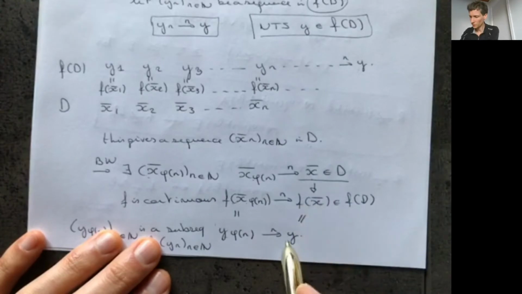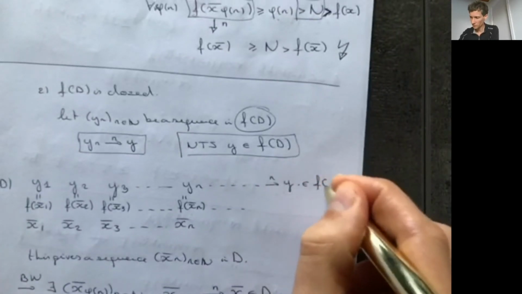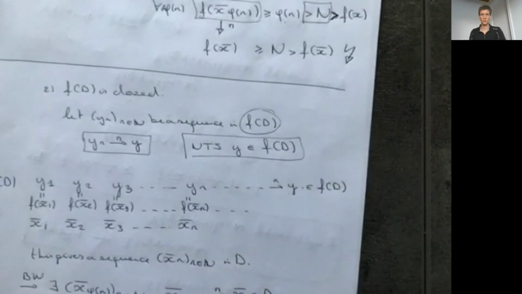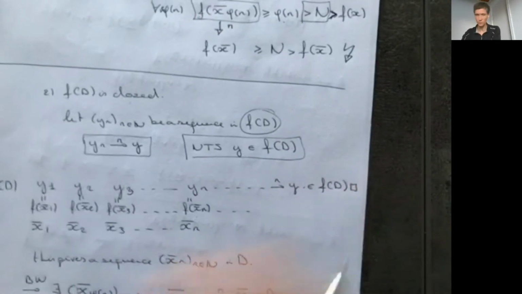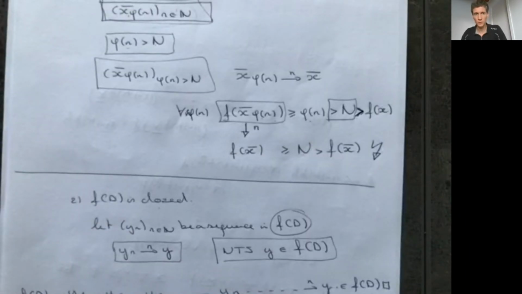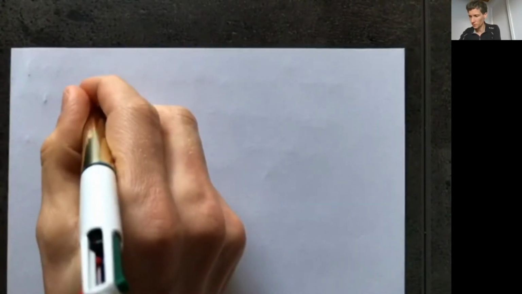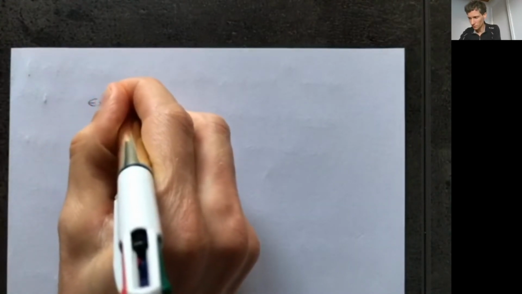And if f of x is equal to y, well, x is in the domain, so y has to be in the range. And this demonstrates the proof. Okay, so if f is continuous and the domain is compact, then the range will also be compact. So now we're ready to state the extreme value theorem.